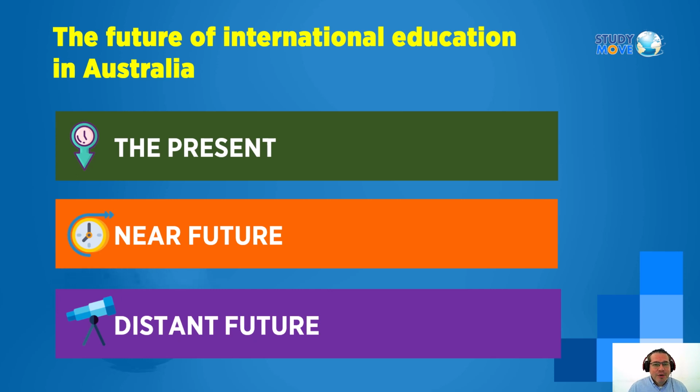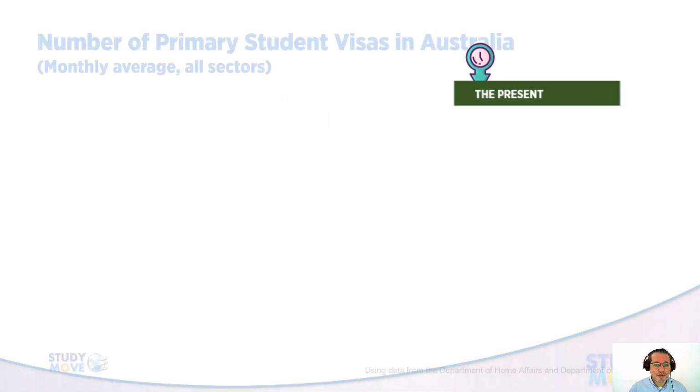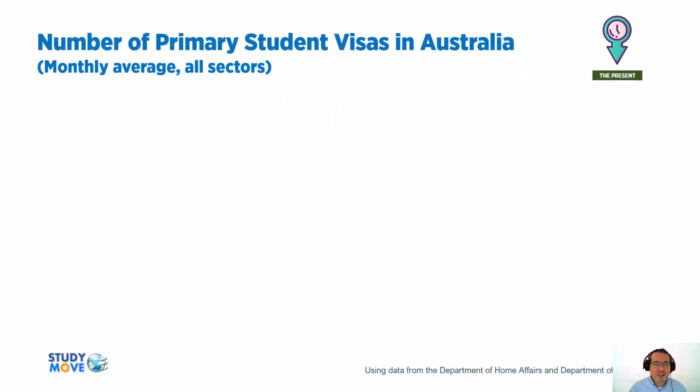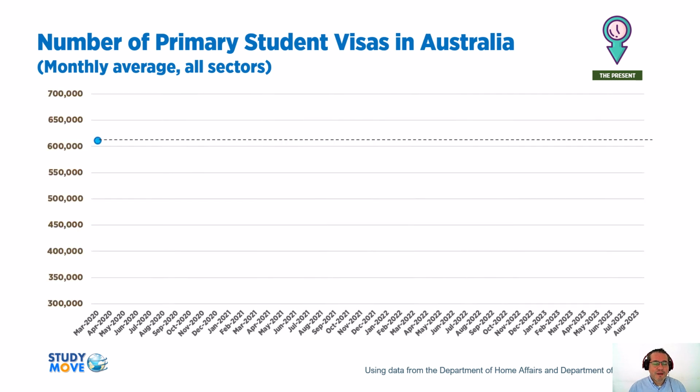Okay. So in terms of the present, what I think is very interesting is to look at this particular chart. I think this chart really shows the experience of the sector in the last few years and where we are. I'm talking about the number of primary student visa holders, the number of students across all sectors, and how things have changed. Before the closing of international borders, we had about 610,000 student visa holders here in Australia.